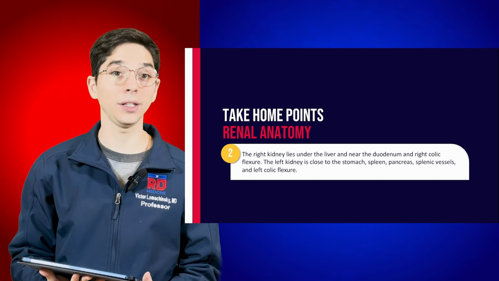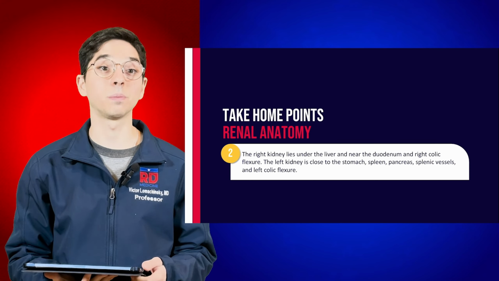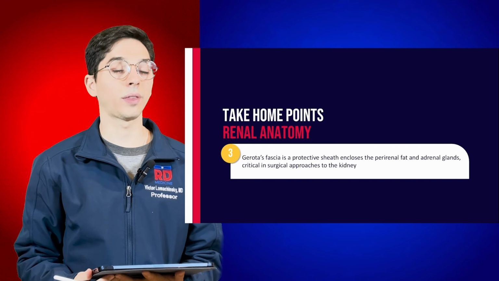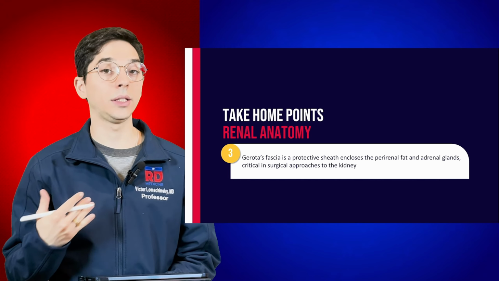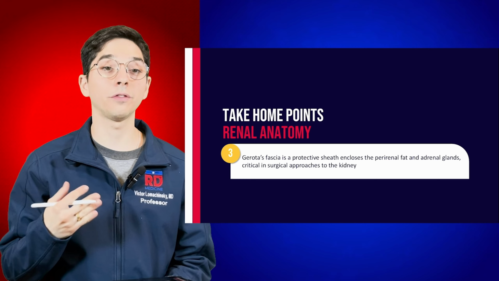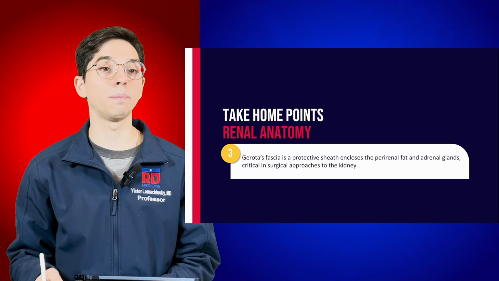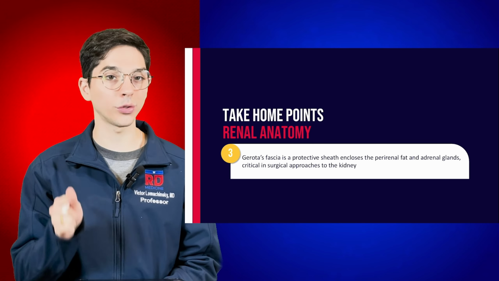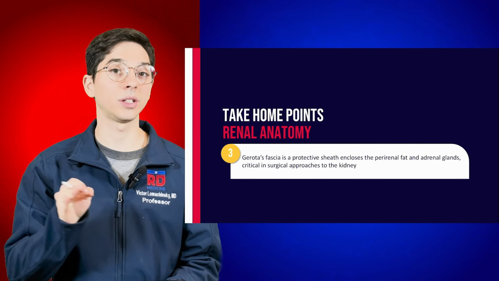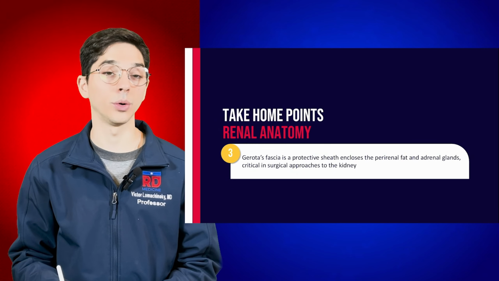The left kidney is close to the stomach, to the spleen, to the pancreas, to splenic vessels, and to the left colic flexure. Now, if instead of going through the anterior relations, we take a transversal cut, we're going to find Gerota's fascia. This protective sheath encloses the perirenal fat and also the adrenal glands. It's the same compartment that involves kidney and adrenals. This is very critical for surgical approaches to the kidney.